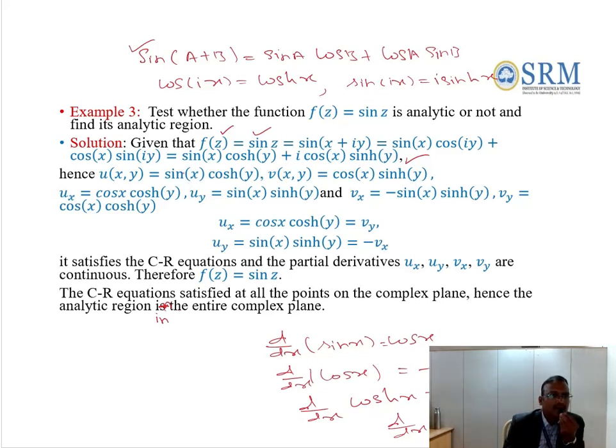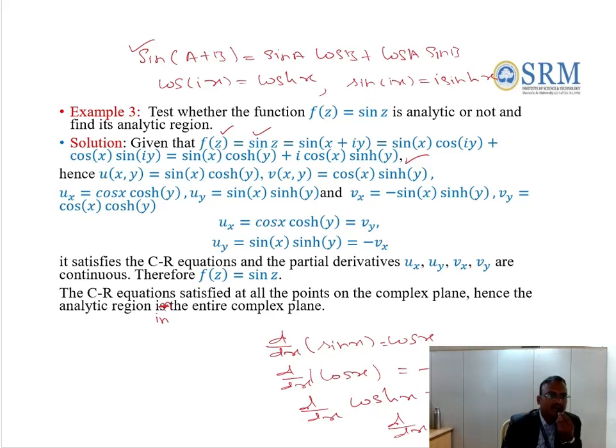ux equal to, so what is this here? ux is cos x into cosh y. Why? Because u is sin x into cosh y. If we differentiate this partially with respect to x, the derivative of sin x gives cos x. Therefore ux equal to cos x into cosh y, and uy is sin x into sinh y. vx is minus sin x into sinh y, and vy is cos x into cosh y, right?